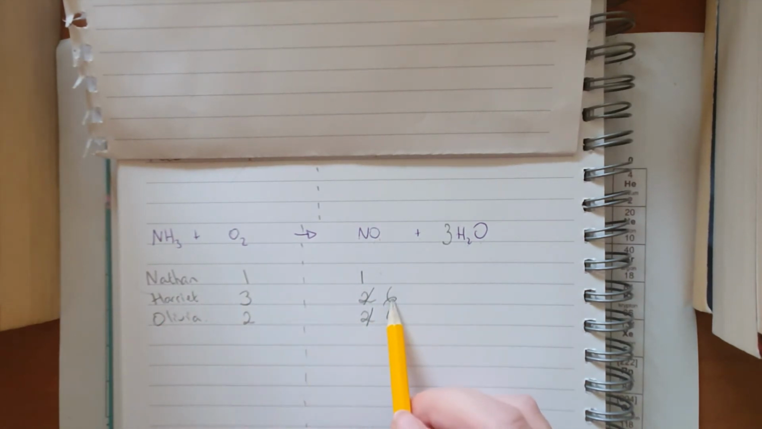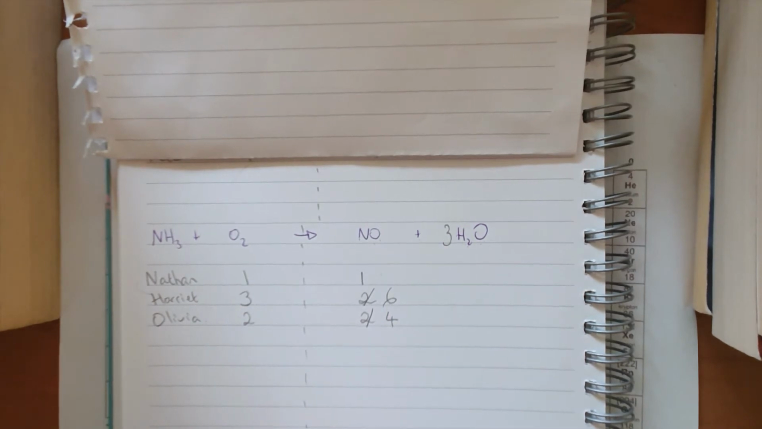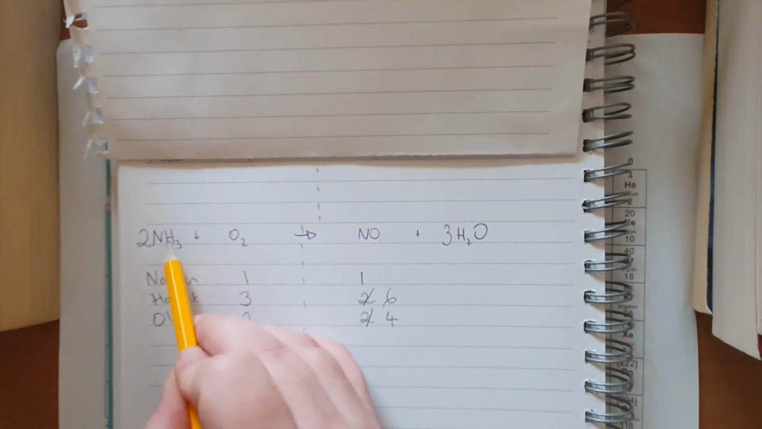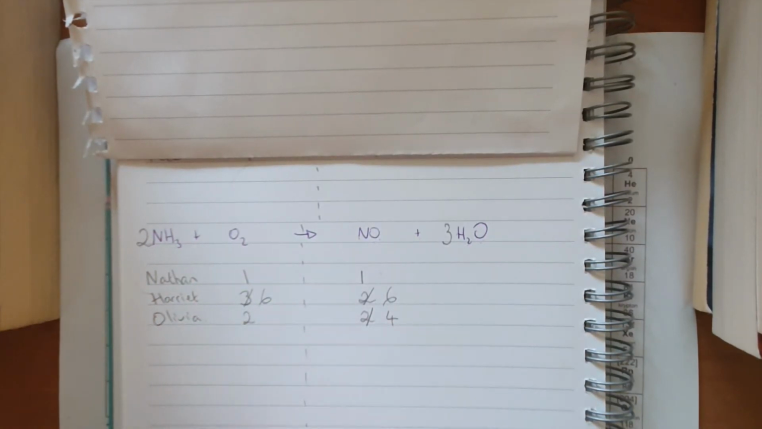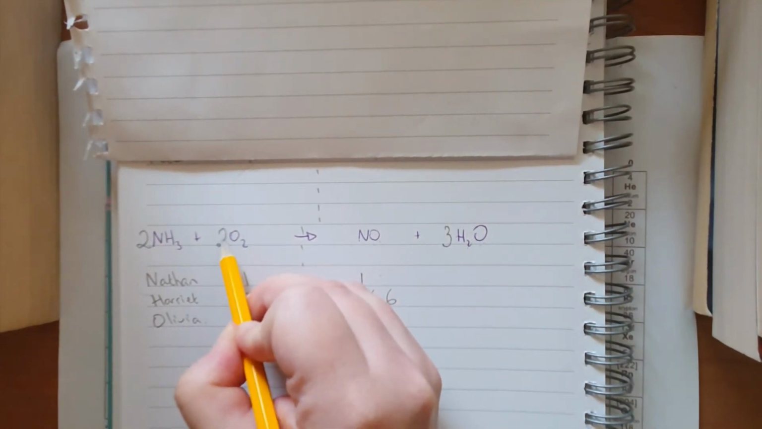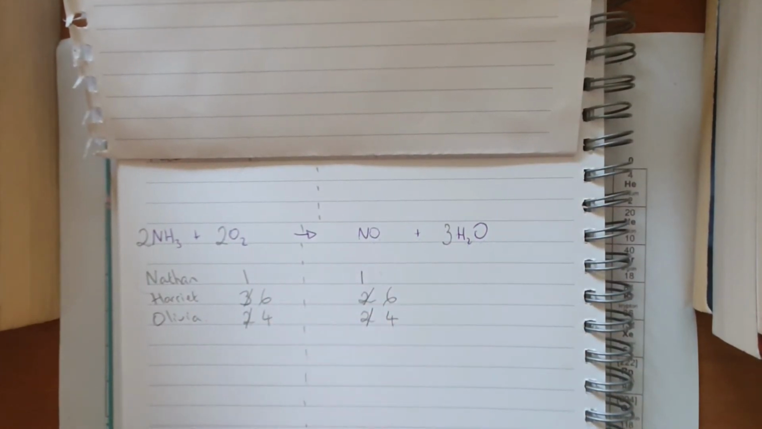Stay on the Harriets. I've got 6 Harriets. I've got 3 Harriets. What can I times 3 by to make it equal 6? I can times it by 2. Put a 2 here. So 2 times 3 is 6. Is it balanced? No, we need to look at these Olivias, don't we? I've got 2. I've got 4. What can I multiply 2 by to make it equal 4? I can multiply it by 2. 2 times 2 is 4.